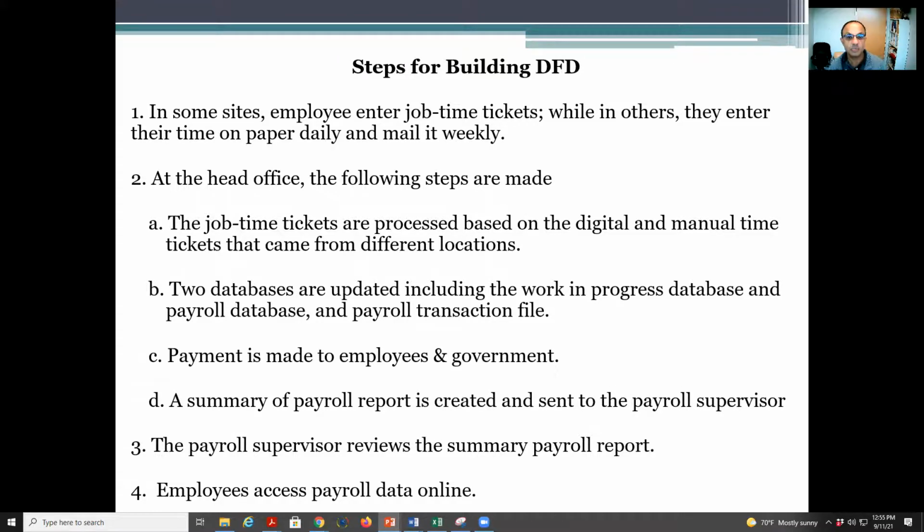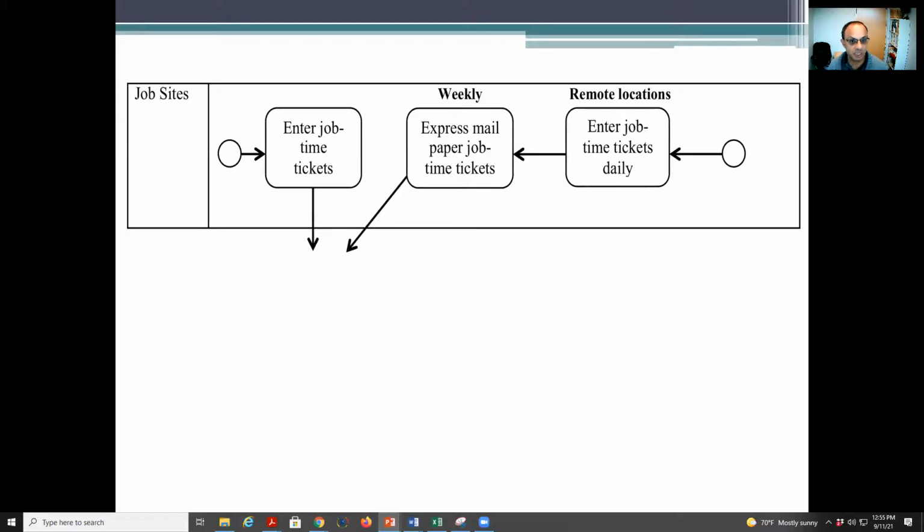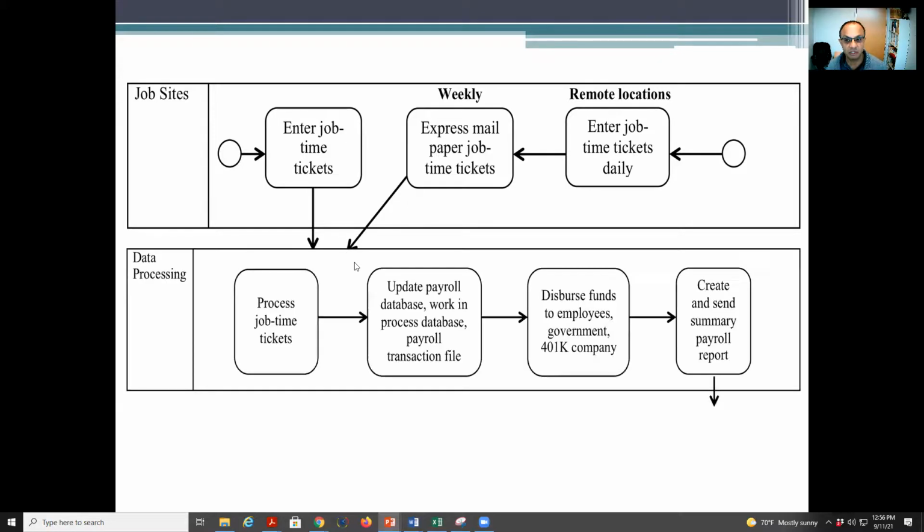So we can use this same example for data flow diagram and business process diagram. But here I'm going to show you the business process diagram for that example. So here at the job site, and if you go back to the beginning or the scenario of this exercise, it will show you that each job site, they have one of two options. Either they make the job time on paper, or they make it online, and then they send an email by the end of the week to the head office.